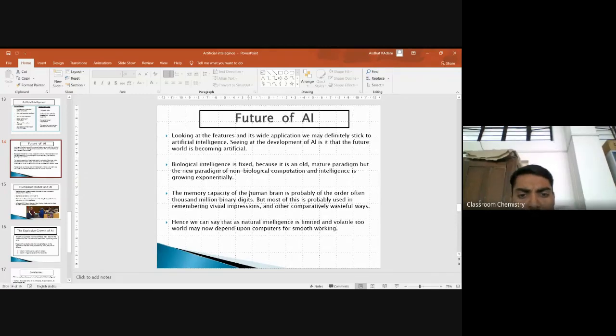The memory capacity of the human brain is probably of the order of 1000 million.